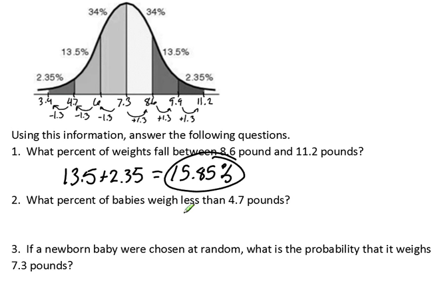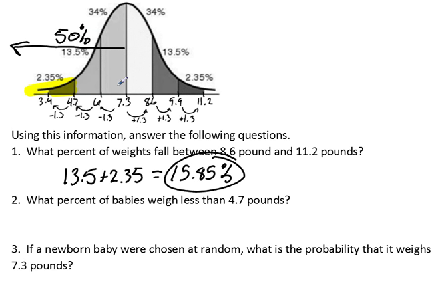What percent of babies weigh less than 4.7 pounds? Let's find 4.7 pounds. It's right here. Less would be these weights that continue past our percentage markers and each of those standard deviation marks. So how are we going to come up with this answer? Well, from the halfway mark on is 50%.